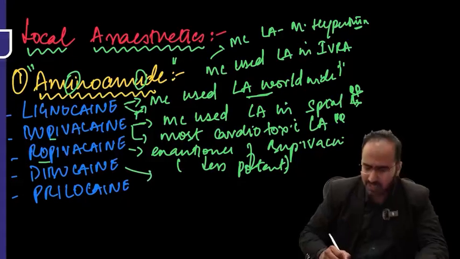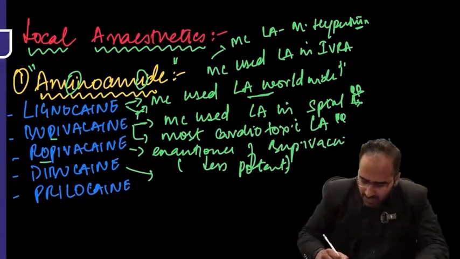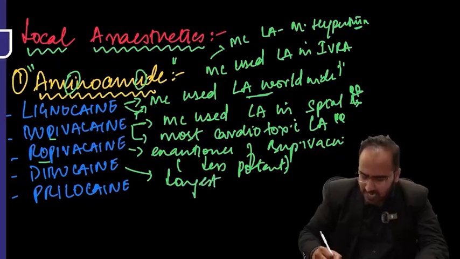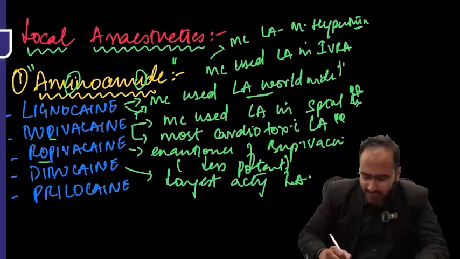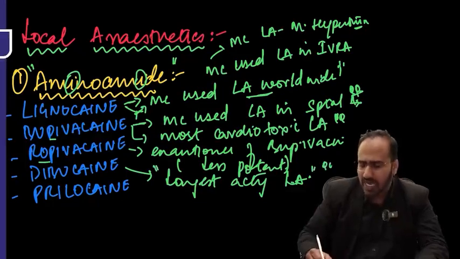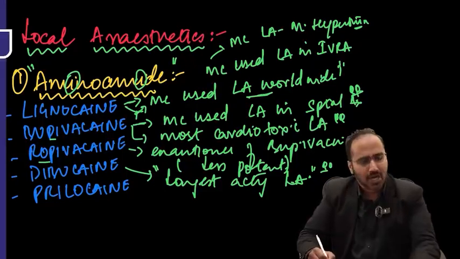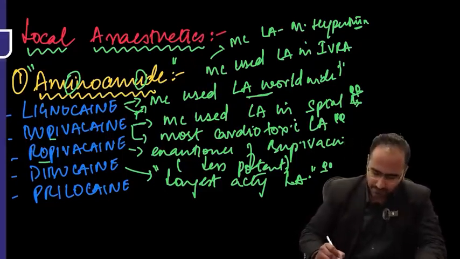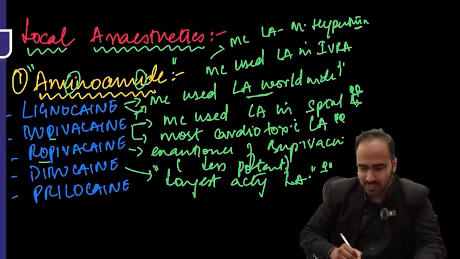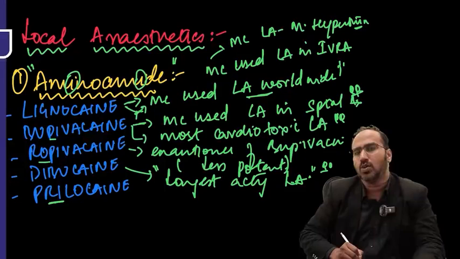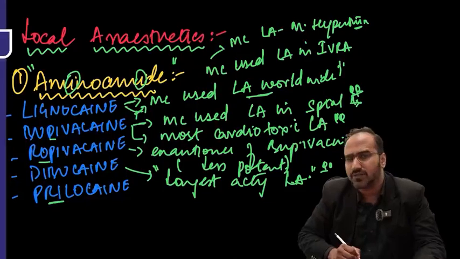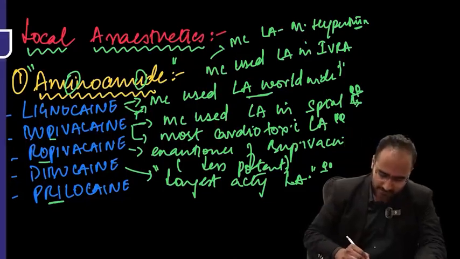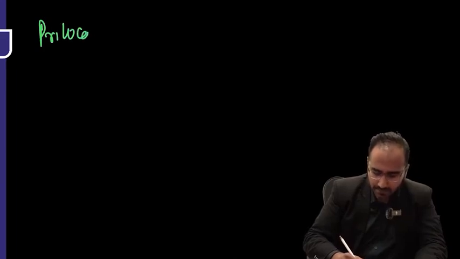Next is dibucaine. Regarding dibucaine, guys, what do we need to remember? Dibucaine is the longest acting local anesthetic. Are we using dibucaine for anesthesia, sir? No, sir. Dibucaine is only used for a test called the dibucaine number test. Next is prilocaine. Prilocaine is commonly used for surface anesthesia and also used for IVRA.